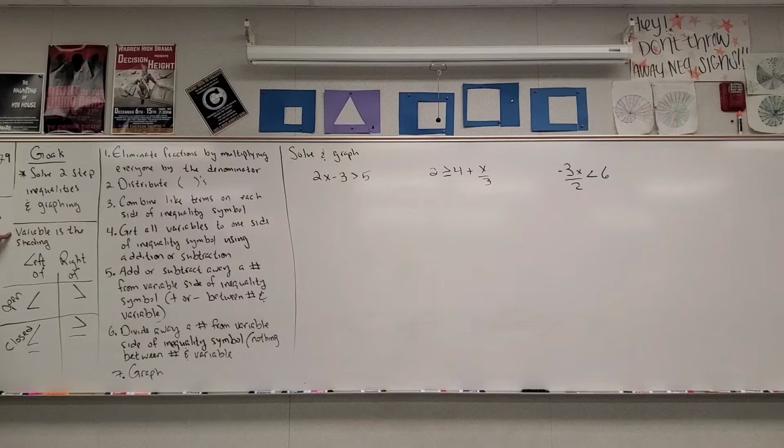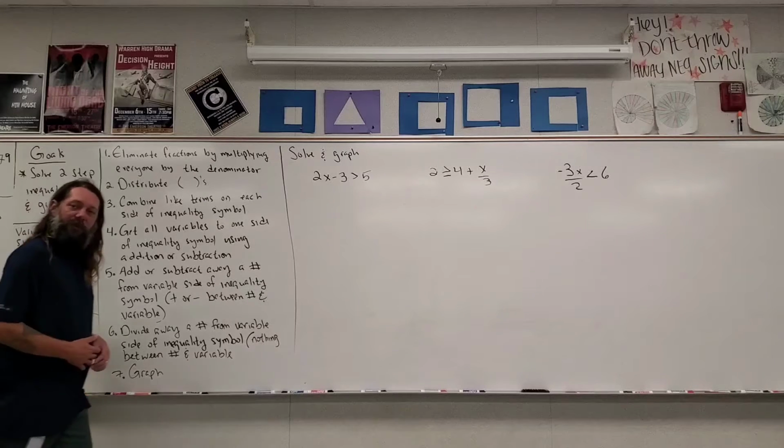So remember that the variable is the shading. This symbol and this symbol we consider left of. This symbol and this symbol we consider right of. This symbol and this symbol, the circle is open, which means it's not part of the solution. And this symbol and this symbol, the circle is closed, which means that the circle is part of the solution.